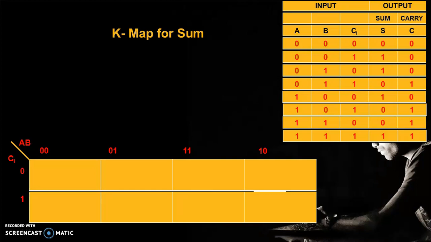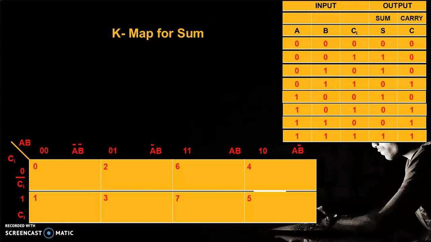Accordingly, we can write the input literals, that is A bar B bar, A bar B, A B bar and A B. In the same way, Ci bar and Ci. If we write the equivalent decimal numbers, then we can write 0, 1, 2, 3, 4, 5, 6 and 7.